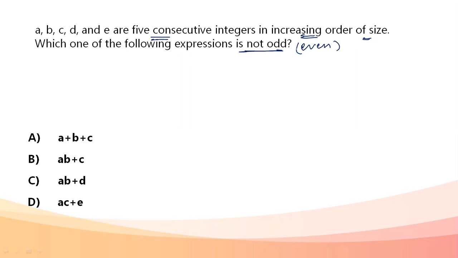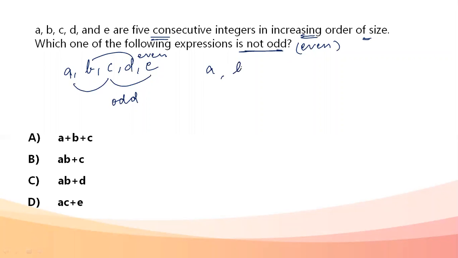A, B, C, D, E are given as consecutive. Either A, C, and E are odd and B and D are even, or A, C, and E are even and the other two are odd. These are the only two cases possible. If these are consecutive numbers, either it begins with an odd number or with an even number. We're going to go with respect to the options because that is easier than doing the generalization.